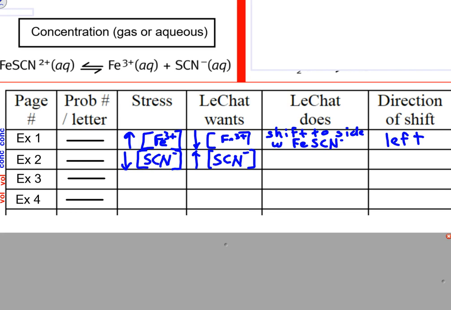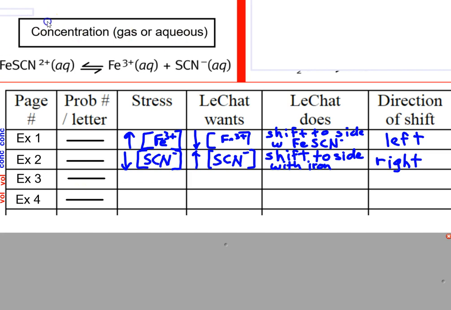Okay, LeChat can only do one or two things. So the rule says we shift to the side, and that would be because we want to increase iron. If we want to make something, we have to shift towards the side where the stuff is. So what is that? Right or left? Yeah, he's on the right. So this is a right shift. Right. Okay? How are we doing? Is this making sense?